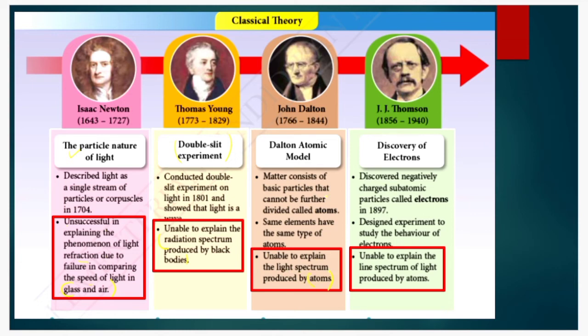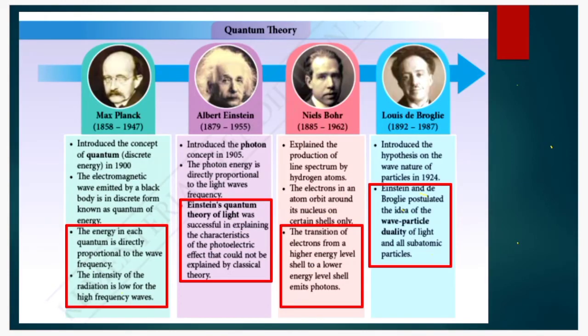John Dalton's atomic model was unable to explain the light spectrum produced by atoms. J.J. Thomson, with the discovery of electrons, was also unable to explain the line spectrum of light produced by atoms.